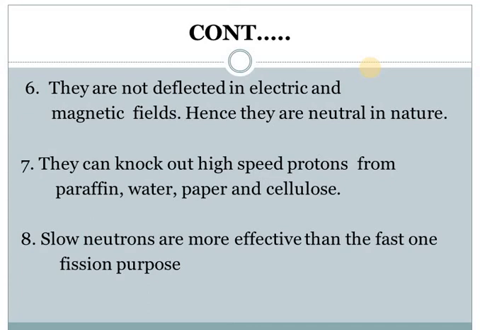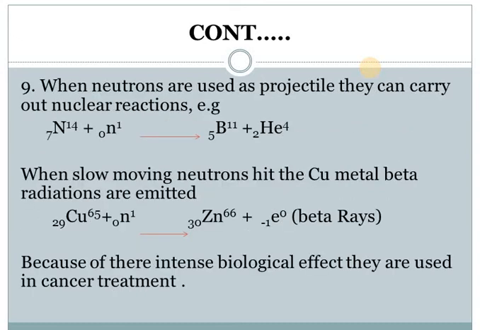Eighth is that slow neutrons are more effective than the fast ones, particularly for fission purpose. Fission means dissociation purpose. Mostly this question also comes in your objectives, that which one is more effective, fast neutrons or slow neutrons. Ninth is that basically we are studying two types, fast neutrons and slow neutrons. First we will study about the fast neutrons and then about the slow neutrons.